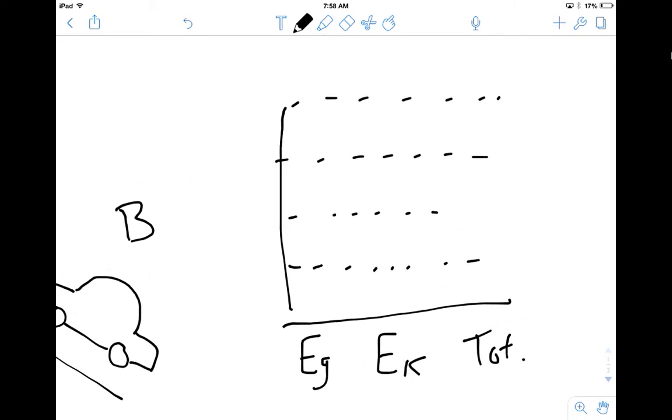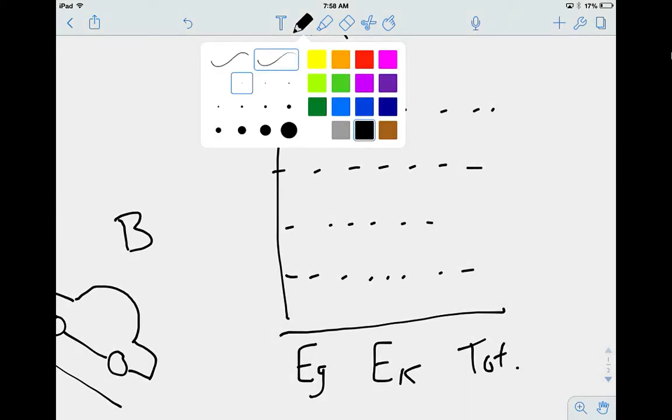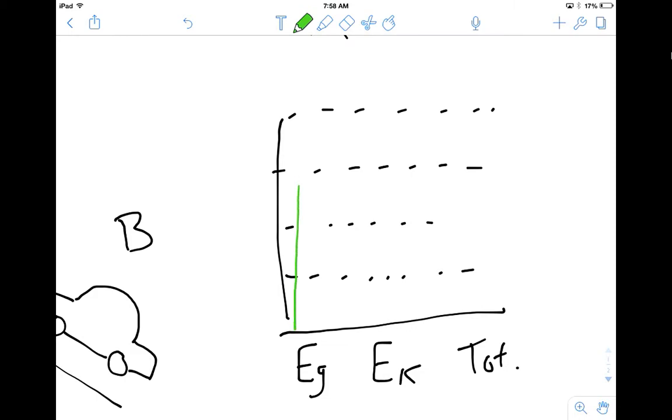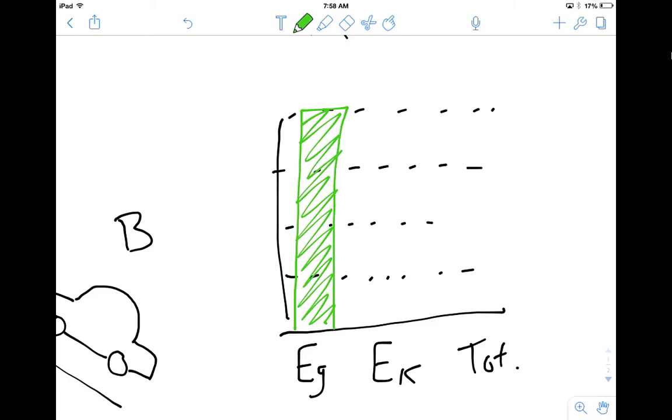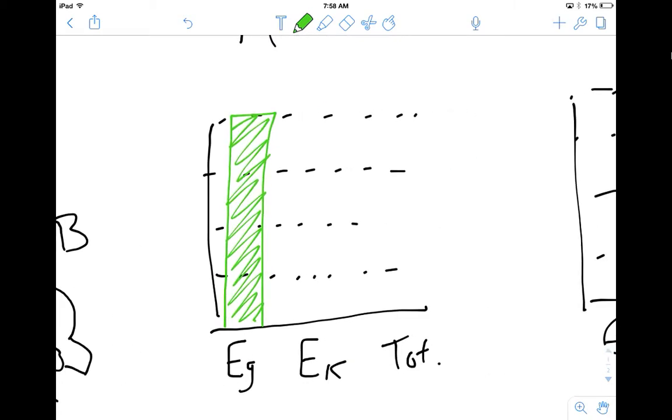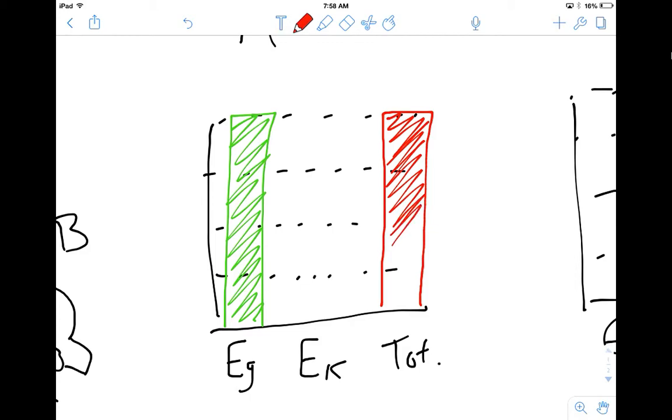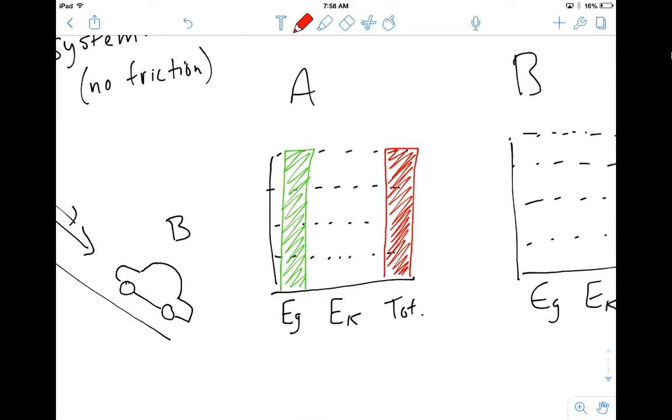So I'm going to say that all of my energy is gravitational potential energy. Now remember, I'm not going to have any kinetic because there's no movement yet. Now remember that I also have to include my total bar. So for the total, I just add up all the potential and all the kinetic. And since it's just gravitational potential, my total is going to be the same height as my gravitational potential.